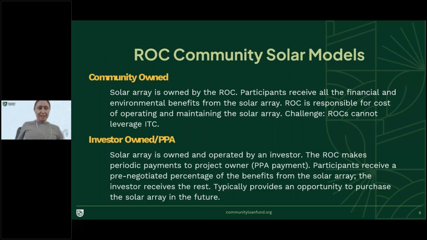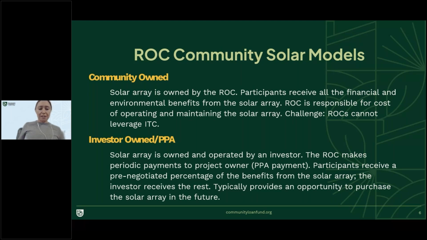So our projects have utilized both standard models of community solar. So we have projects that are both community owned and investor owned. There are pros and cons to both of these. A community owned project, what does that look like? That's where the resident owned community, so the cooperative itself, owns and operates the project. The key benefit of this model, of course, is that all of the financial and environmental benefits are staying in the community. The downside for ROCs is that ROCs are a domestic not-for-profit entity, but they're not recognized as a federal nonprofit. And therefore, this particular model does leave the investment tax credit on the table.